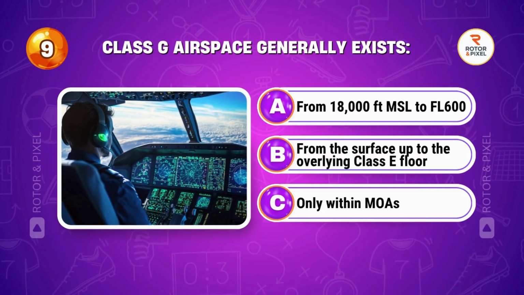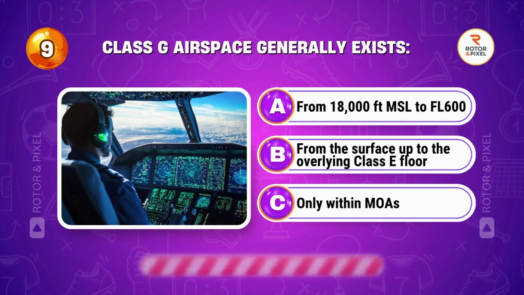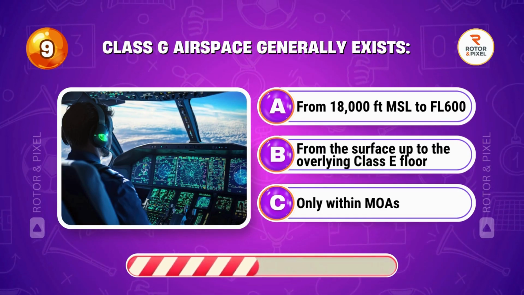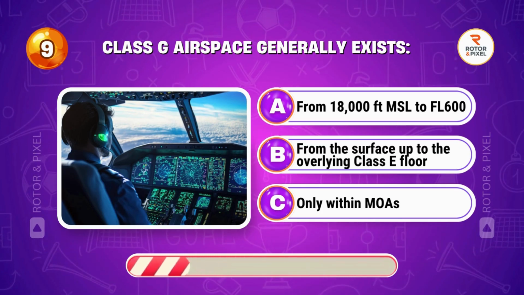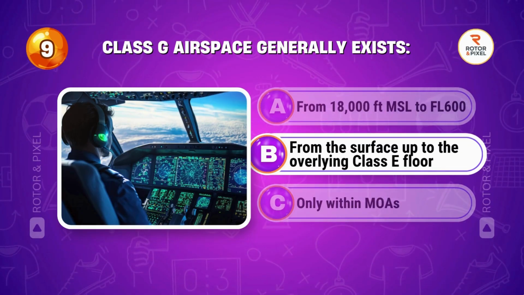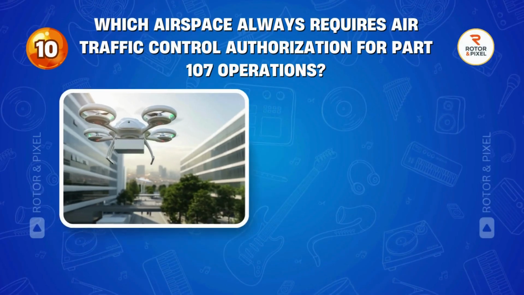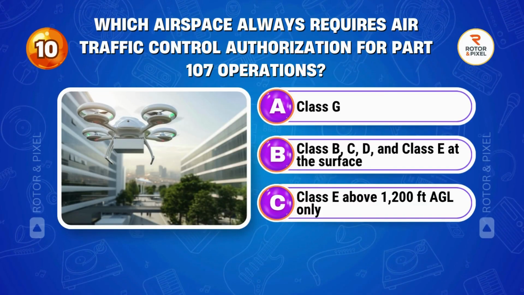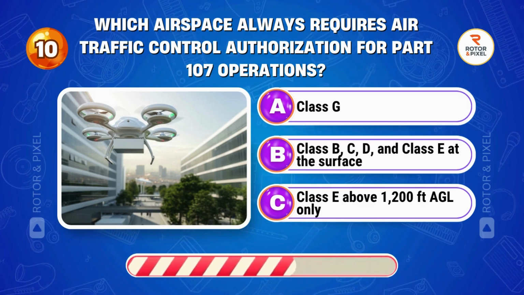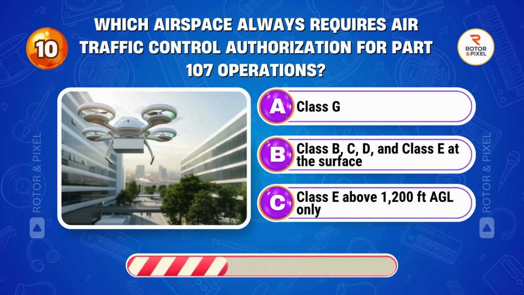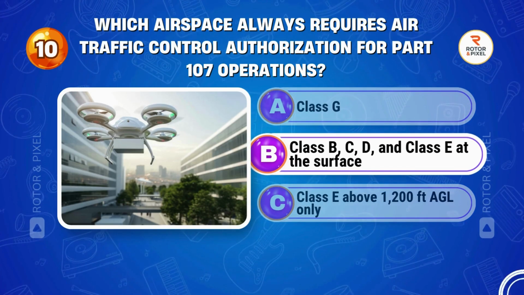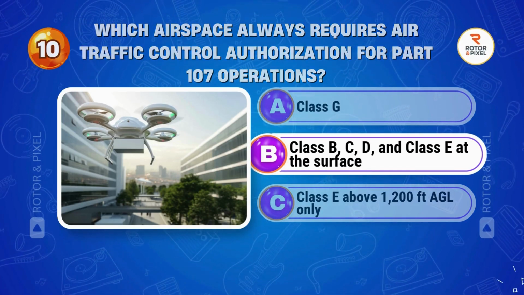Class G airspace generally exists. Answer B, from the surface up to the overlying Class E floor. Which airspace always requires air traffic control authorization for Part 107 operations? Answer B, Class B, C, D, and Class E at the surface.